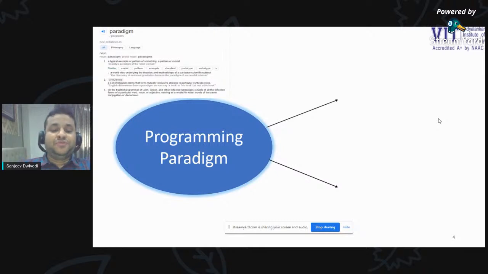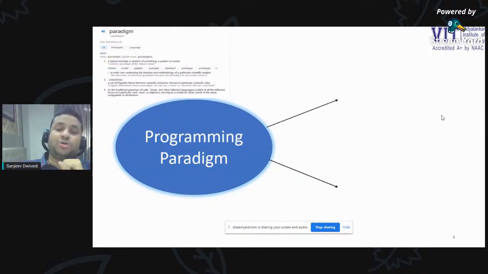Well, before we foray into functional programming, let me talk about programming paradigms. If I google programming paradigm, Google Dictionary gives me this meaning. It says it is a noun which means pattern of something, model, methodology. So the programming paradigm basically refers to different styles, methodologies, and patterns that can be employed to write a program.